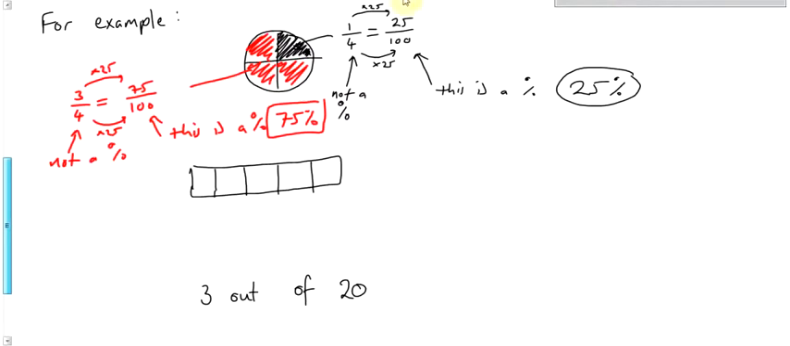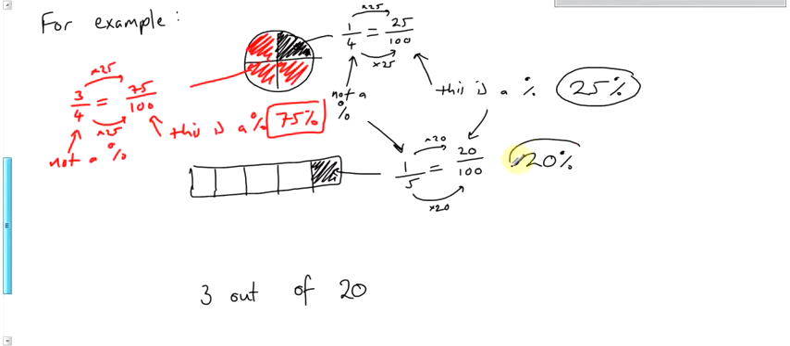So let's do it with a different shape and a different number. So here's a little strip. It's been split into 5 bits. You're going to have to believe that my drawing is good enough that they're all the same. So this little bit here, well, it's one piece shaded out of 5, so that's the fraction, but that's not a percentage. But we can turn it into a percentage if you know that 5 goes into 100 20 times. So if we times the top and the bottom by 20, then you get 20 out of 100, and that's a percentage. It's 20%.